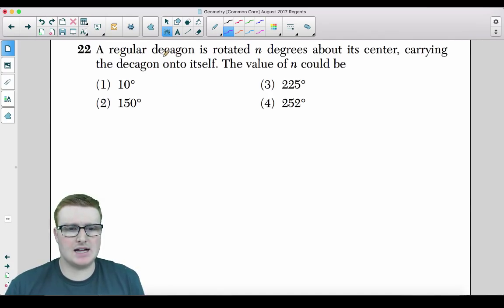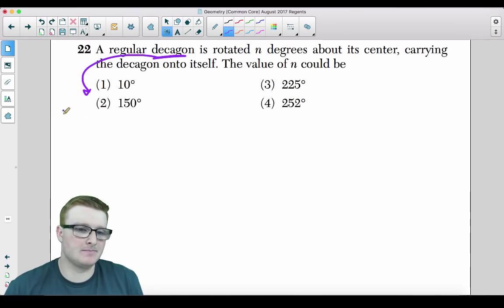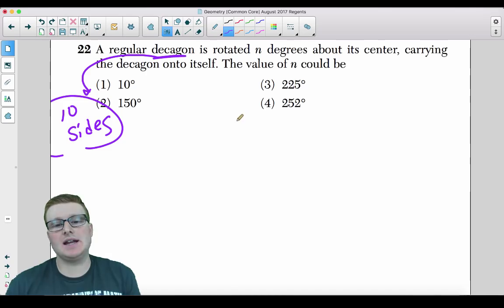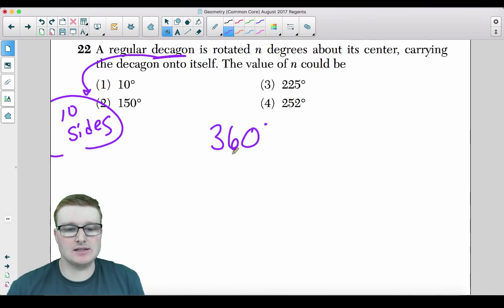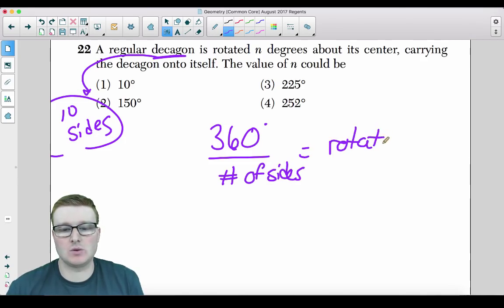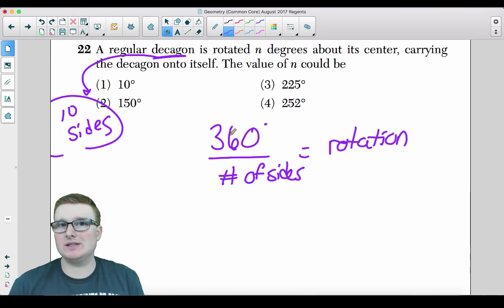22 says a regular decagon. Decagon has 10 sides, by the way. Make sure you know that. 10 sides. Is rotated n degrees about its center, carrying the decagon onto itself. The value of n could be what? So you need to know the formula 360 degrees divided by the number of sides equals the rotation.